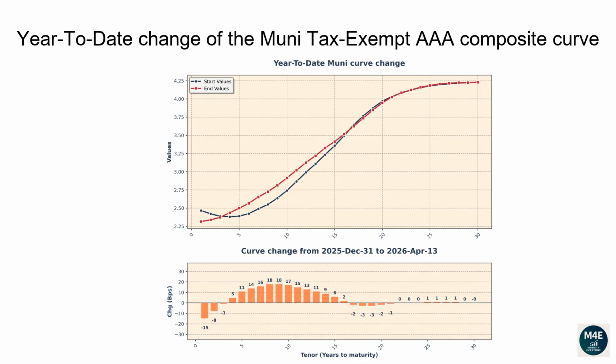The 1-year tenor changed -15 basis points. The 2-year tenor changed -8 basis points. The 5-year tenor changed 11 basis points. The 10-year tenor changed 17 basis points. The 20-year tenor changed -2 basis points. The 30-year tenor changed 0 basis points.